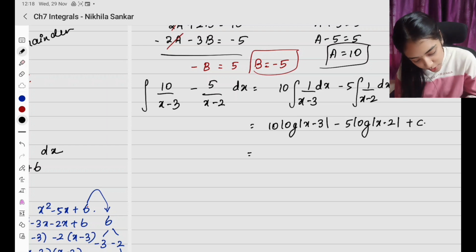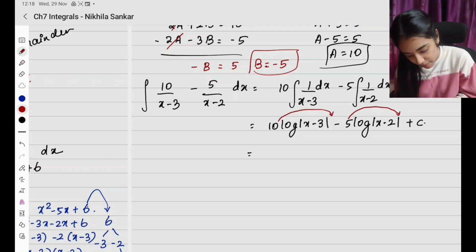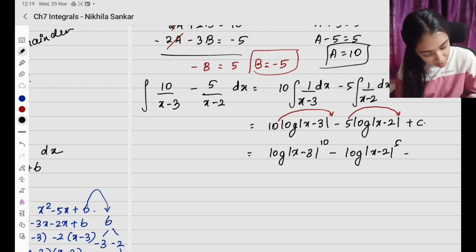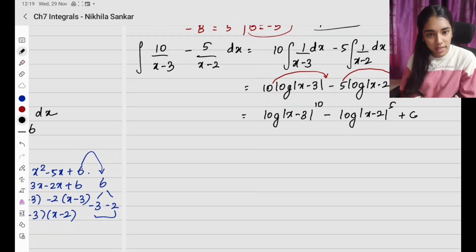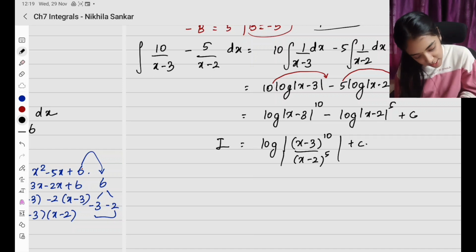So I can multiply it to the power, right? Can this 10 go here as a power? The 5 can go as a power. So I basically have log mod x minus 3 to the power 10 minus log mod x minus 2 to the power 5 plus c. So this is of the form log a minus log b. So can we write log of a by b? So log of (x minus 3) the whole power 10 divided by (x minus 2) the whole power 5 plus c. So this is simply I.